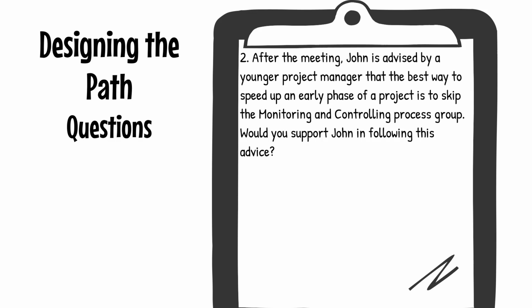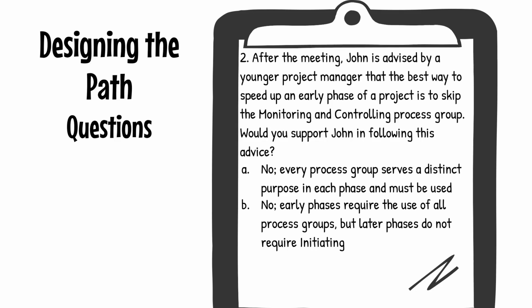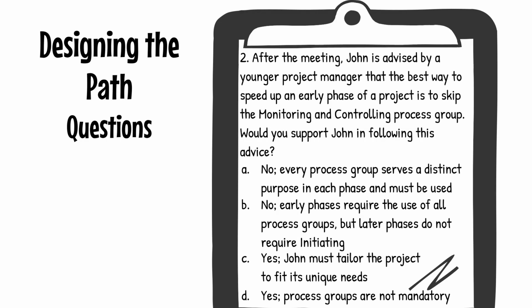Question 2. After the meeting, John is advised by a younger project manager that the best way to speed up an early phase of a project is to skip the monitoring and controlling process group. Would you support John in following this advice? A. No. Every process group serves a distinct purpose in each phase and must be used. B. No. Early phases require the use of all process groups, but later phases do not require initiating. C. Yes. John must tailor the project to fit its unique needs. Or D. Yes. Process groups are not mandatory.